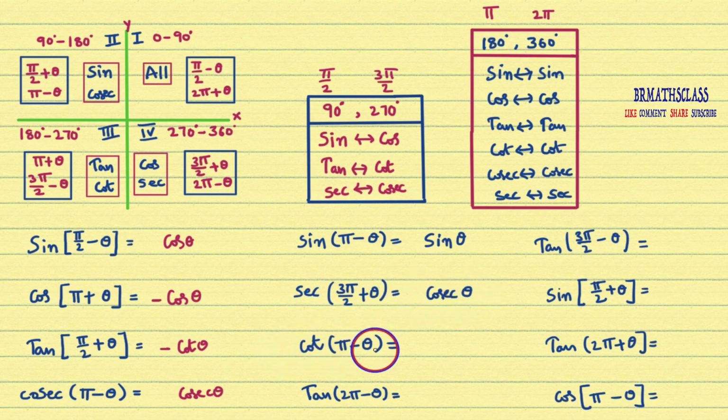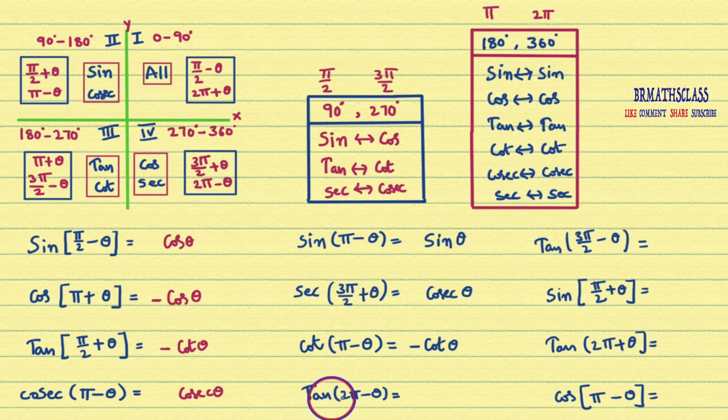Now cot of pi minus theta. What is the first point? Does the function change or remain the same? We need to check. Here pi is there. When pi is there, what did you identify? The function remains the same. So here cot remains cot theta. Now the second point is about its sign. Pi minus theta is in the second quadrant. In the second quadrant cot is negative. So cot of pi minus theta is minus cot theta.